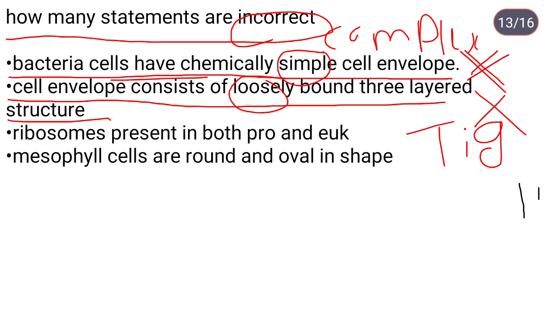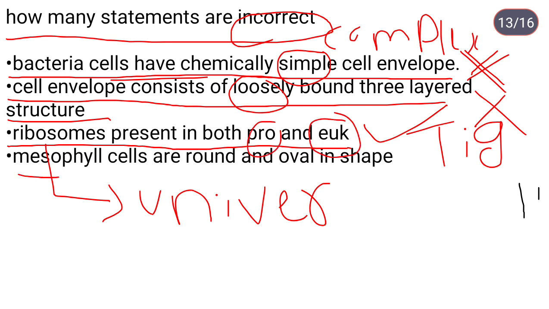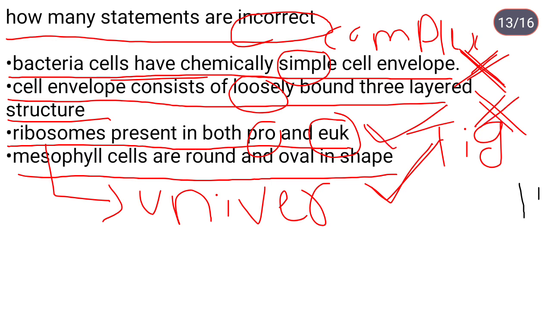The third statement is, ribosomes are present in both eukaryotes as well as prokaryotes. Correct statement. Hence the ribosome is also known as the universal organelle, because it is present in both prokaryotes as well as eukaryotes. Last statement is, mesosomes are found round and oval in shape. This is a true statement. So two statements are wrong and the others are correct. Hence the incorrect statements are two among the following.